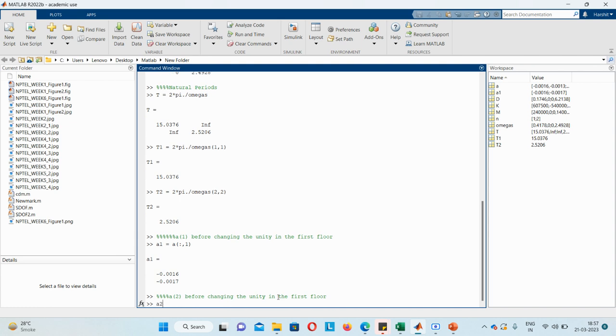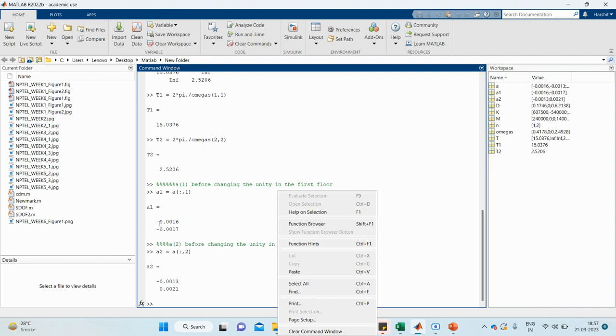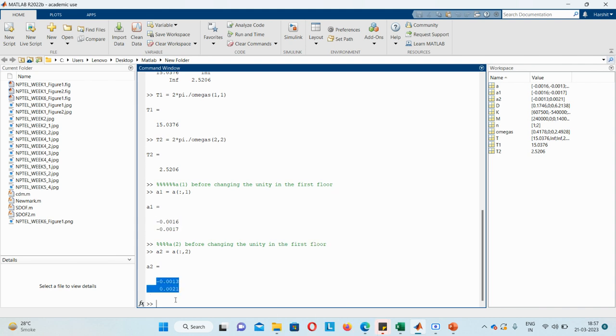So for second mode of vibration, A2 will be given by A of second column. So we can see these both are in the same direction and these are in opposite direction. This is nothing but the actual response. So after changing the response of the first floor to unity and then normalizing, we'll again see that we will obtain the same response. Now, to see how orthogonality is checked, let's first normalize the response of the first floor to unity, and then we'll use the normalization factor and again obtain these A1 and A2 values.